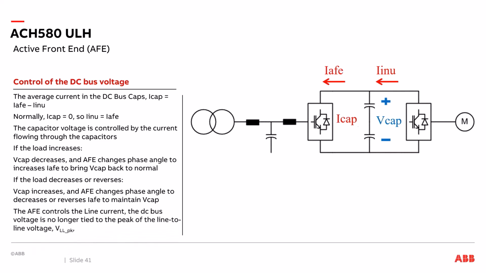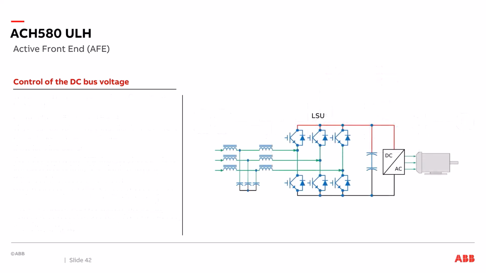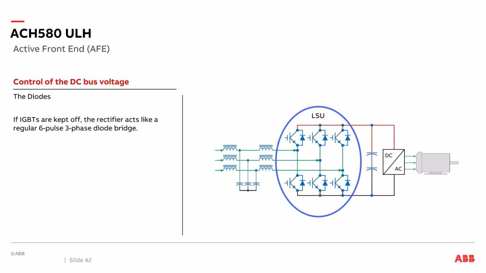The active front end controls the line current. The DC bus voltage is no longer tied to the peak-to-peak, line-to-line voltage. Let's look at what controls the DC bus voltage. The LSU has a set of 6 diodes. If the IGBTs are kept off, the rectifier acts like a regular 6-pulse 3-phase diode bridge. The diodes cannot be turned off; if the DC bus is below the input voltage, the diodes pass current.